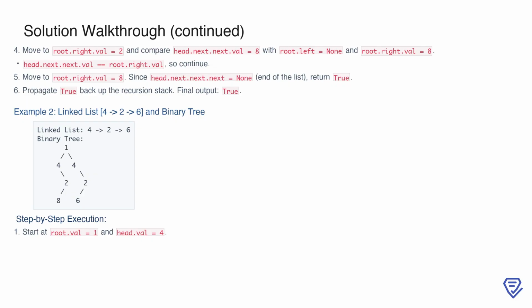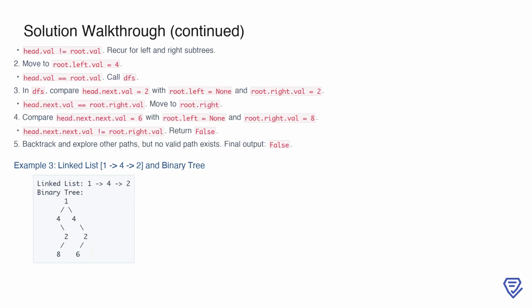Starting at the root of the tree, which has the value 1, we compare it to the head of the linked list, which is 4. As the values do not match, we once again recursively explore the subtrees. When we move to the left child of the root, we find a node with the value 4, which matches the head of the linked list. This prompts us to call DFS to verify the remaining values in the linked list.